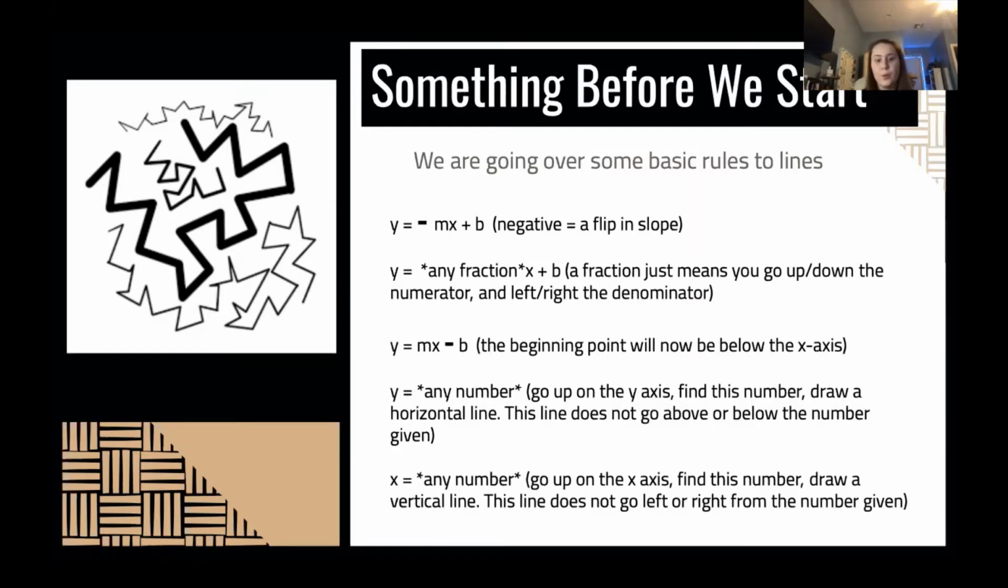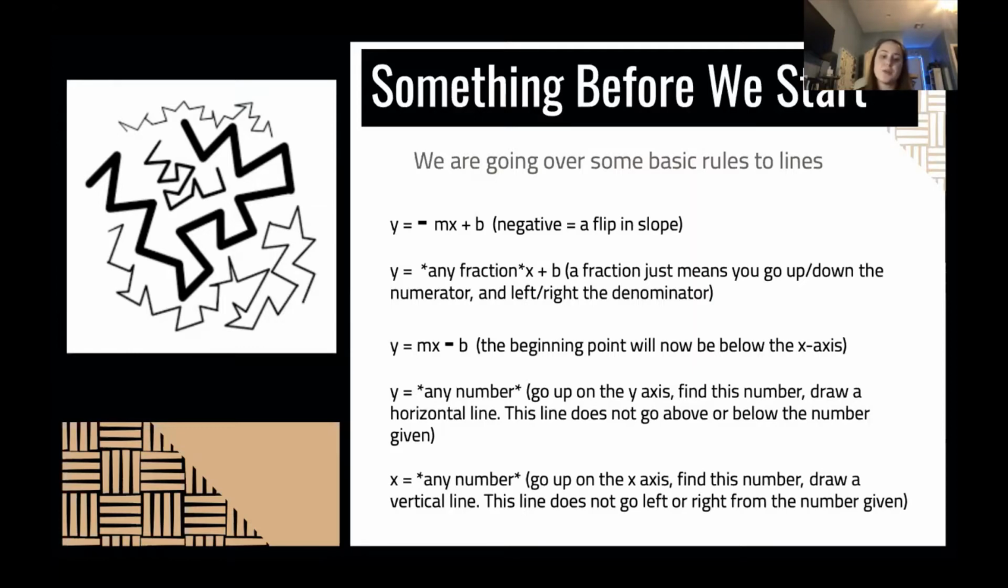2 more rules. Y equals any number. If you ever see y equals 3, y equals 4, y equals 5, that just means you find y equals 4 or 5 on the y-intercept, and you draw a horizontal line. That's just a flat line going across. It doesn't go up and down, it goes across infinitely.